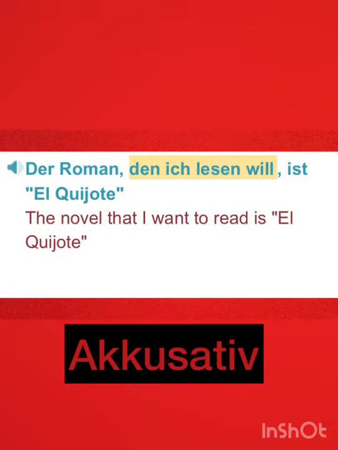Point number 2, that is the example of accusative. Der Roman, den ich lesen will, ist XYZ, which means the novel that I wish to read is XYZ. XYZ could be any name, right? So here, as I have explained, this is accusative. Der Roman is my noun, and after that I have to use the pronoun. So der Roman will change into den. You can check the table again. That table will help you to know which relative pronoun you have to use.